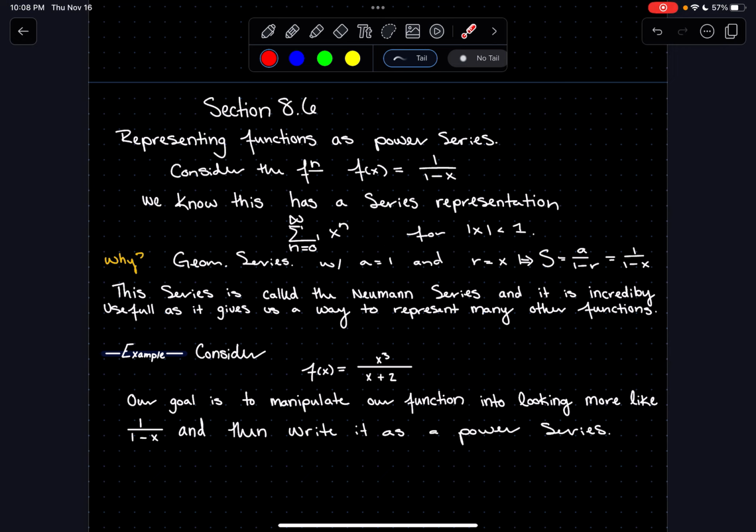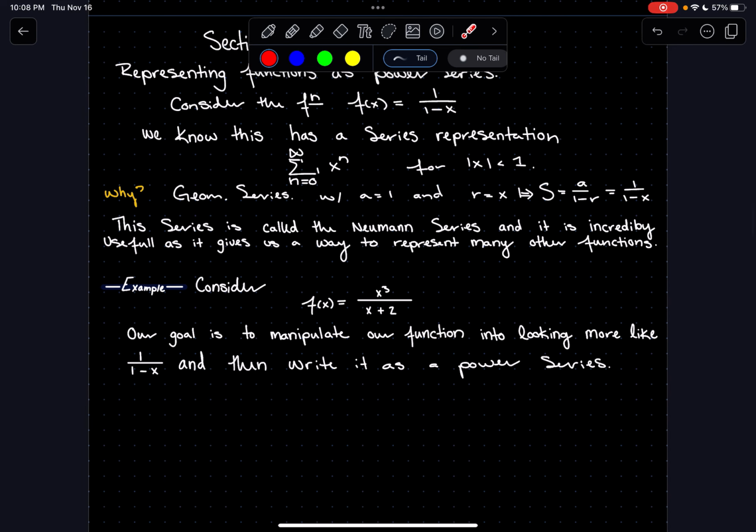And so we're going to do some examples. So we want to be able to represent many other functions. We won't be able to represent all functions, but many other functions using this series. And so what we're going to do is we're just going to algebraically manipulate them to be in this form, right? So our goal is to manipulate the function into looking something more like 1 over 1 minus x, and then rewrite it as a power series.